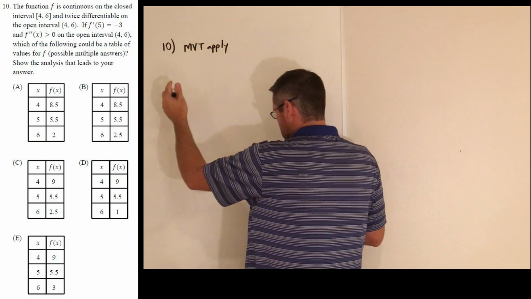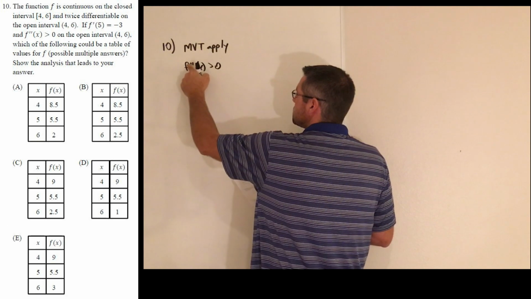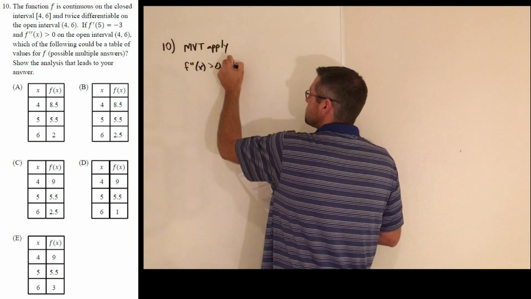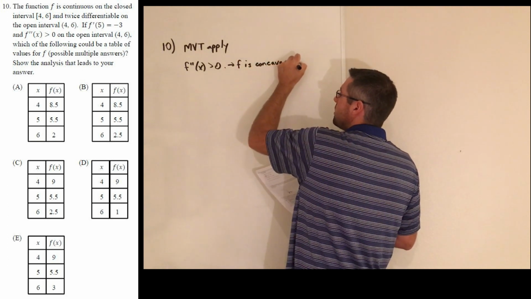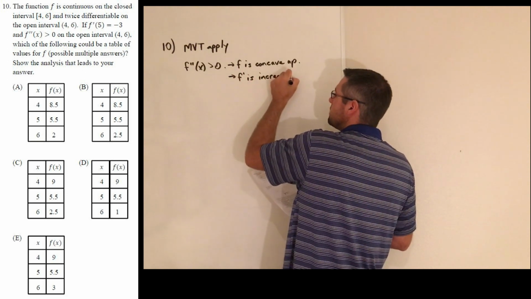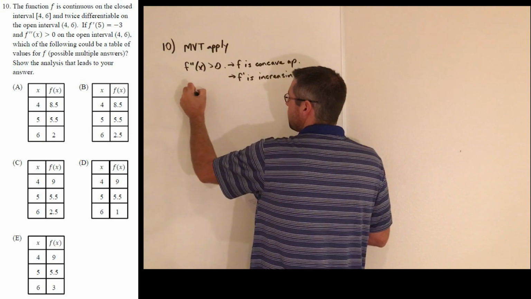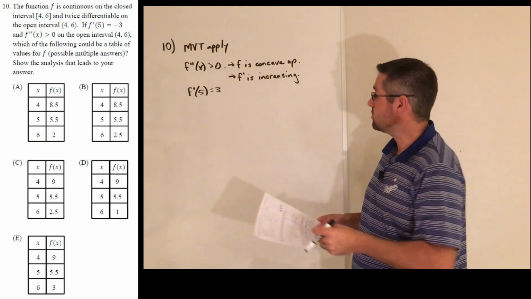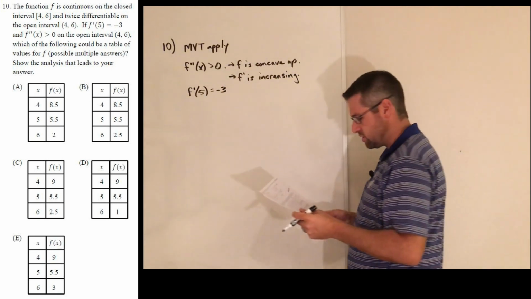The second thing I notice is that f double prime of x is greater than 0. So as a result of this, we can conclude two things. We can conclude that f is concave up, and we can also conclude that f prime is increasing. And then we also know that f prime of 5 is equal to negative 3. So the slope of the function at x equals 5 is negative 3. So these are some things that we know, and then it gives us some data points for different options.